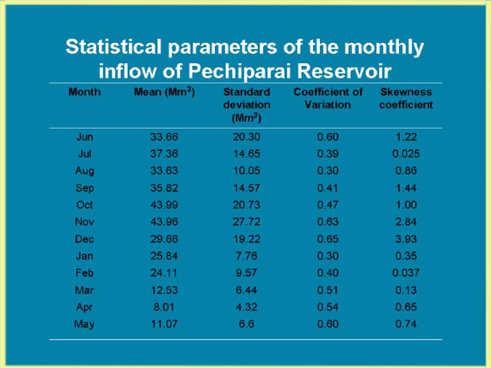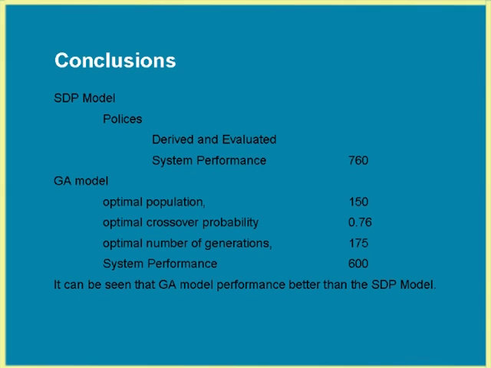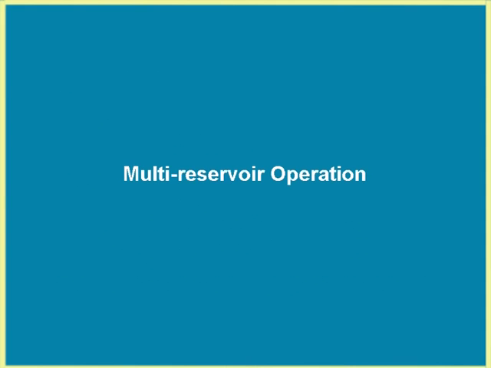For the multi-reservoir system, we consider the same study area. I have shown you the study area. First, we carried out the single reservoir system only for this Pechiparai. Now we considered each and every reservoir as an individual reservoir. I want to extend this GA model. So what modifications do we have to make?